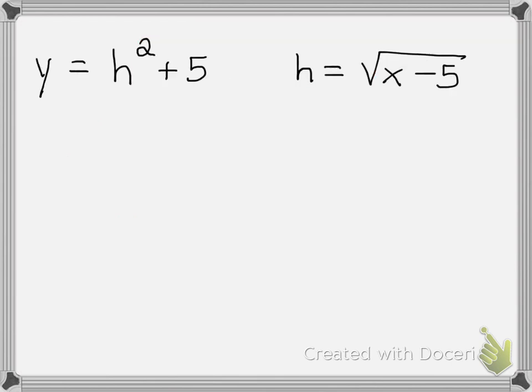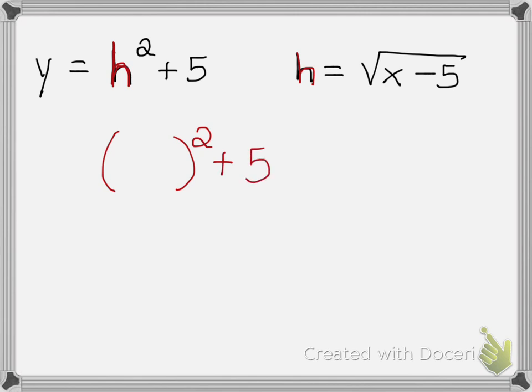y equals h squared plus 5. And h equals square root of x minus 5. So we see that h repeating here and here. I'm going to rewrite this function with everywhere I see an h, I'm going to put parentheses. So it's going to look like this.